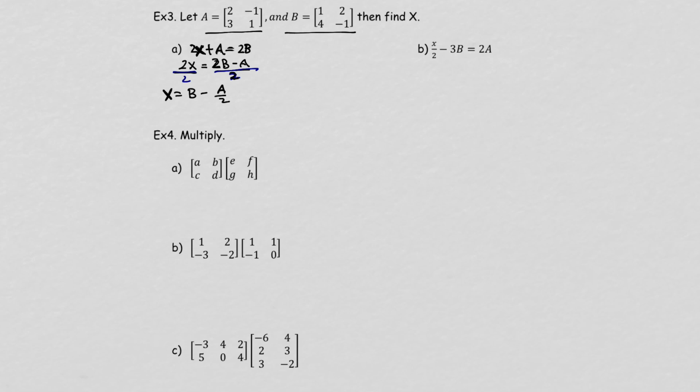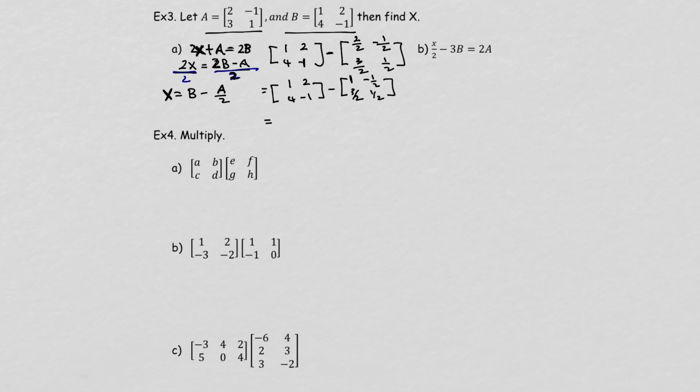Let's copy matrix B, which is 1, 2, 4, negative 1. And then subtract matrix A divided by 2: 2 and 3 over 2, 1 over 2. Let's see if we are able to simplify that. Only the first number I'll be able to simplify. That will be 1. This is 1/2. This is 3 over 2. This is 1 over 2.